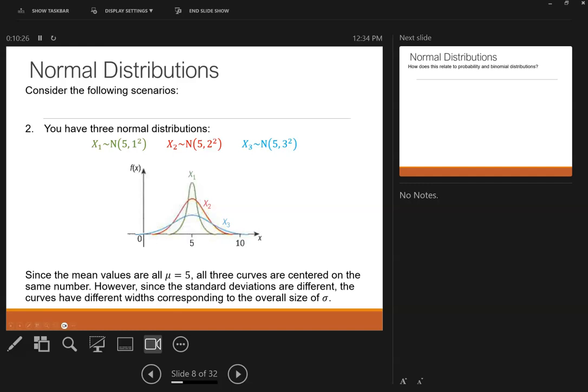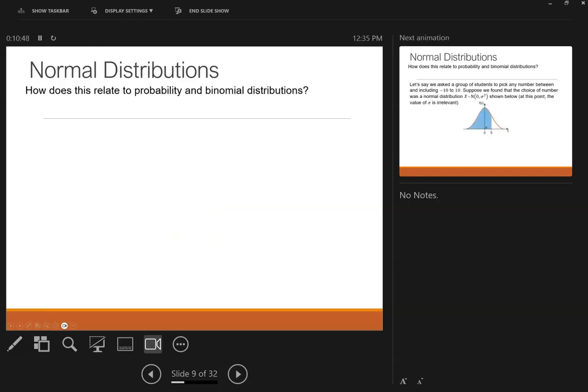What do I know about the area under all 3 of these curves? It is equal to 1. Okay, the area under any probability density function is going to be 1. Everybody feel okay? Okay.